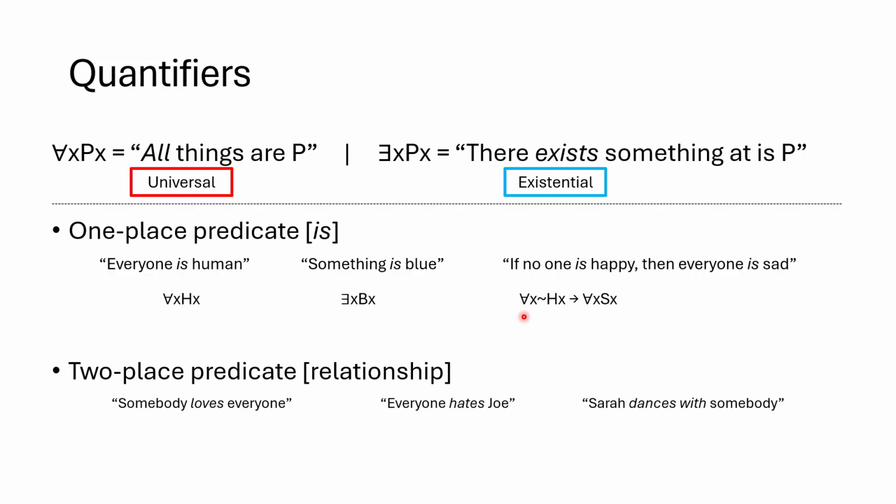So here we're saying all things, or no one, is happy. If that's the case, then everyone is sad, so all people are sad. And then you might think, well, where are the parentheses to make this a well-formed formula? With quantifiers, they are treated like single letters in propositional logic. So these are, let me get my pen out.